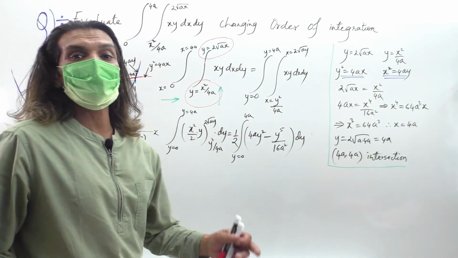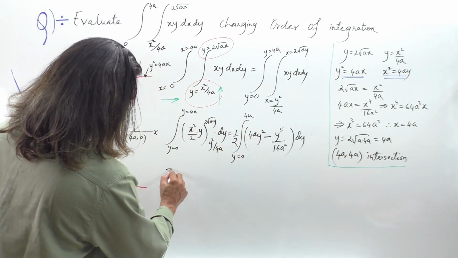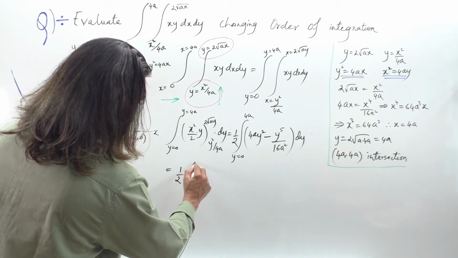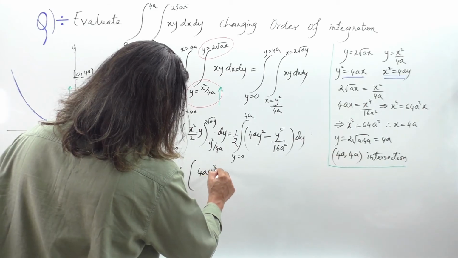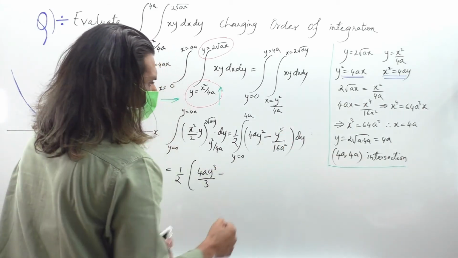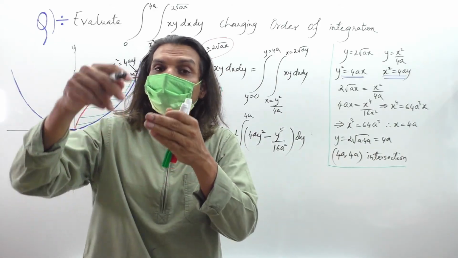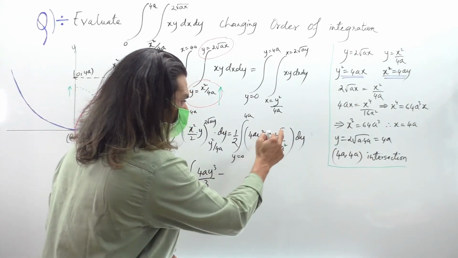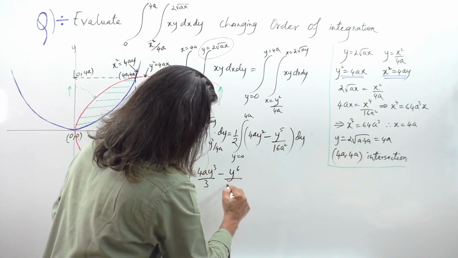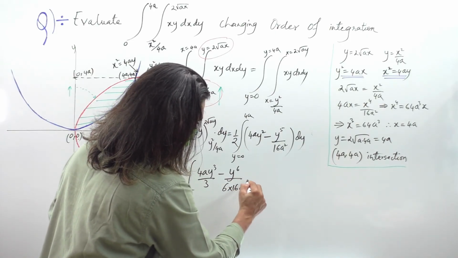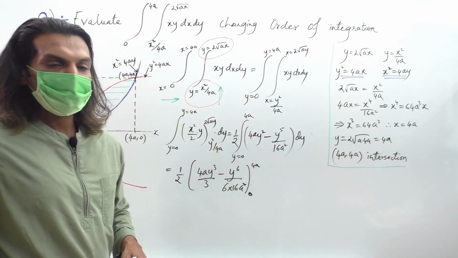Now finally we need to integrate with respect to y, put the limit 4a minus 0 and get the answer. So this will be 1 by 2, integrate with respect to y, that becomes 4a y cube by 3 minus the integration of y raised to 5. See, the integration of y raised to n is y raised to n plus 1 by n plus 1. So y raised to 5 will be y raised to 5 plus 1, that is y raised to 6 divided by 6 into 16a square, from 0 to 4a.